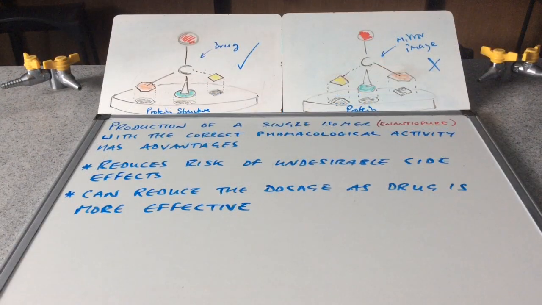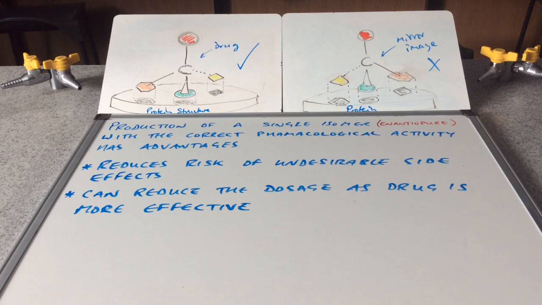The production of a single isomer, known as an enantiomer substance, with the correct pharmacological activity is going to have advantages over a drug that has both isomers present. The first obvious advantage is it reduces the risk of any undesirable side effects, and it also allows a reduced dosage, because the drug is far more effective if it only contains the form that's going to cause the desired effect.